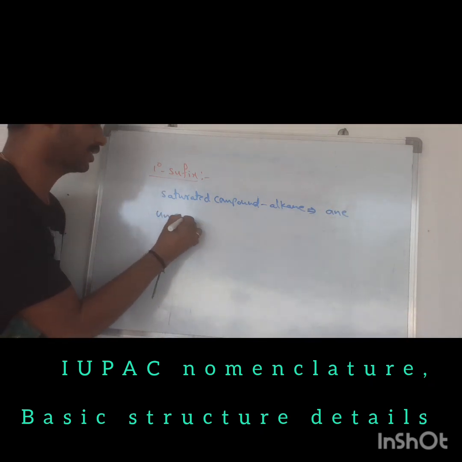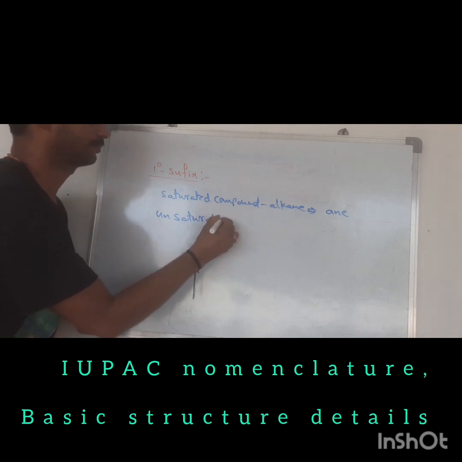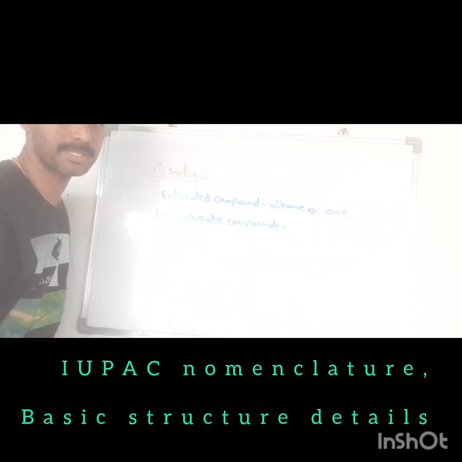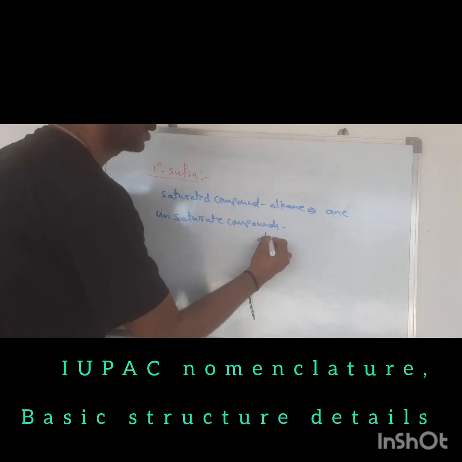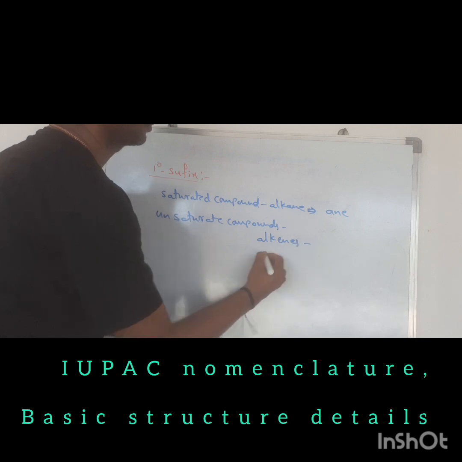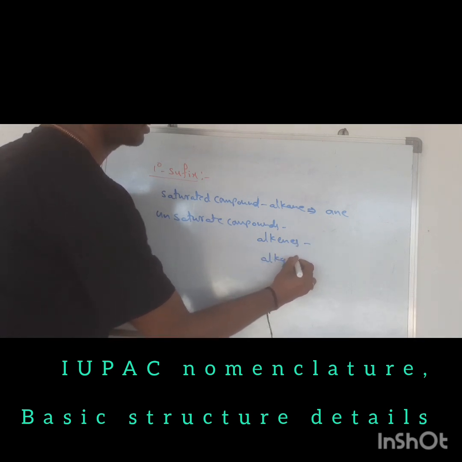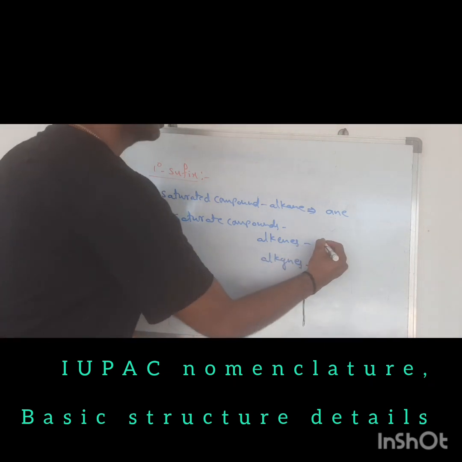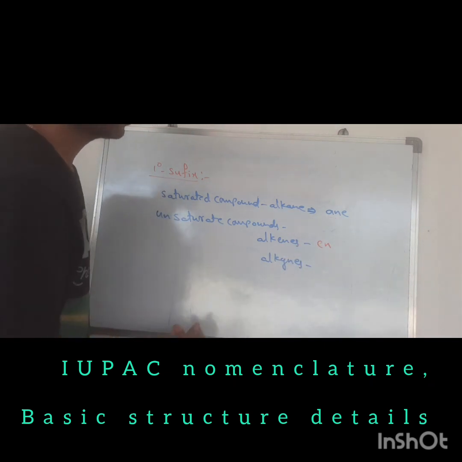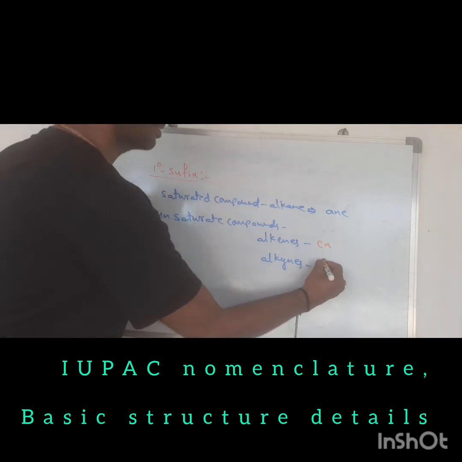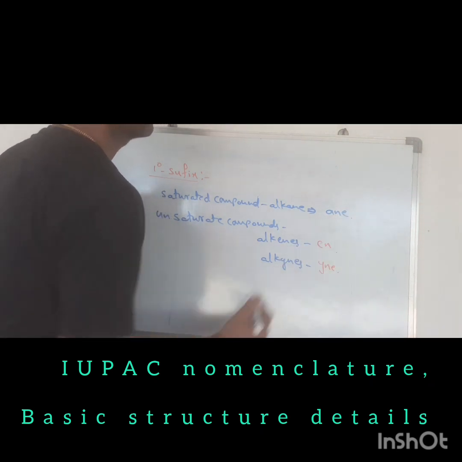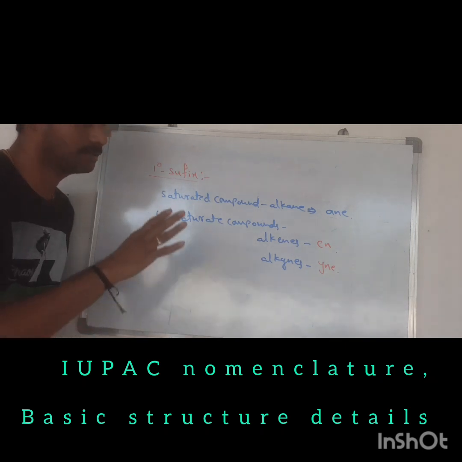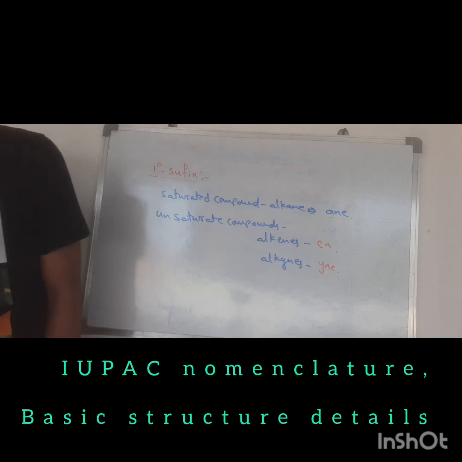Next, unsaturated compounds. How many types are there? Mainly two types: alkenes and alkynes. What primary suffix is used for alkenes? That is simply ene. What primary suffix is used for alkynes? It is yne. So the root word and primary suffix are the compulsory parts of a compound name.